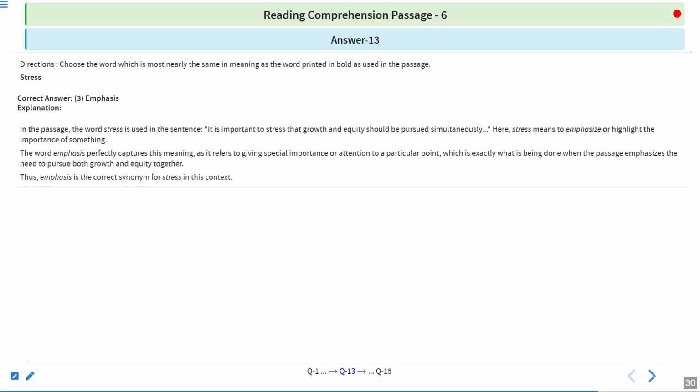Here, stress means to emphasize or highlight the importance of something. The word emphasis perfectly captures its meaning as it refers to giving special importance or attention to a particular point, which is exactly what is being done when the passage emphasizes the need to pursue both growth and equity together. Thus, emphasis is the correct synonym for stress in this context.